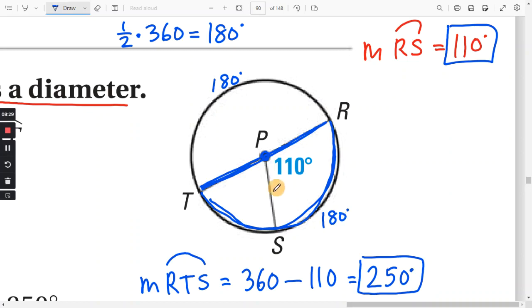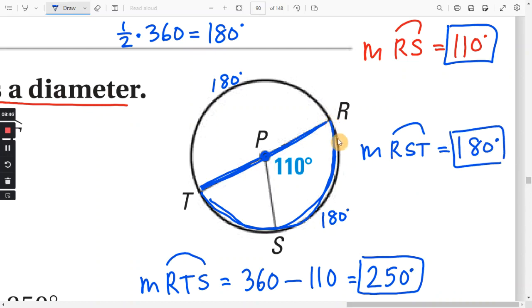All right, so the measure of arc RST is just 180 degrees. I went from R to S to T. That's a semicircle, just half a circle. They didn't ask us to write this, but just for your information, that is a semicircle, half of a circle.